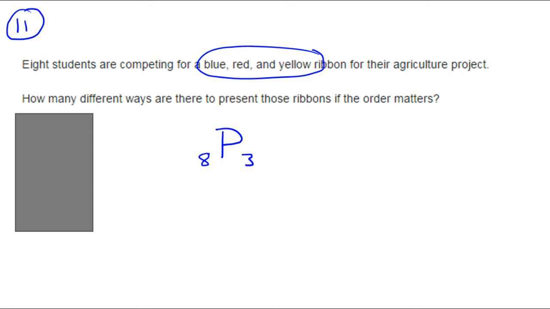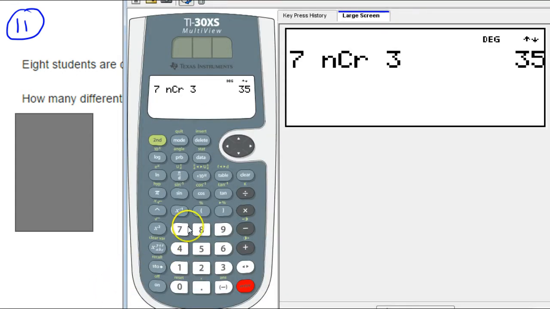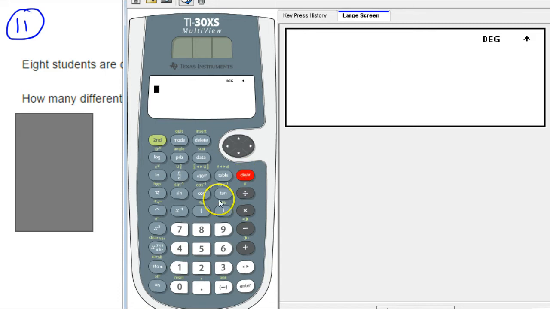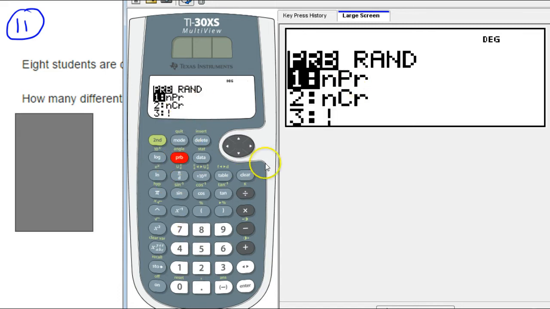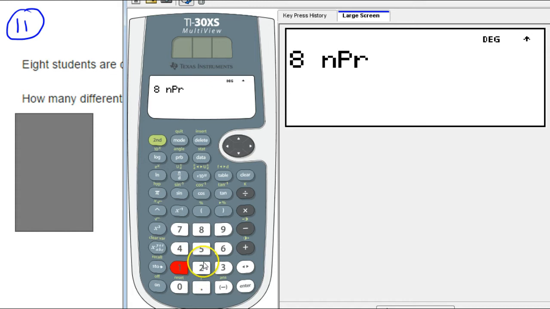And I'm just going to use my calculator. Okay, so if I want to do 8 pick 3, I do 8, and I'm going to choose option number 1, and then I'm going to do the 3. Oh, there's 336 ways that could go.